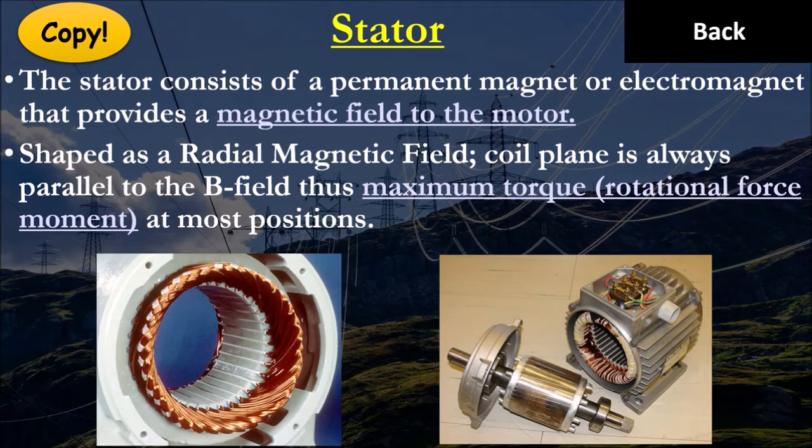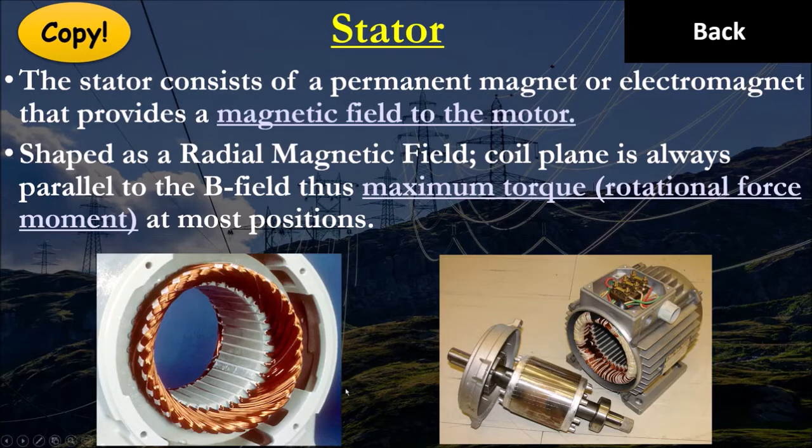The first part we're going to look at is the stator. In a standard DC motor, that's where you would place the permanent magnet or the electromagnet. So this is the place where you get the electromagnetic field of your motor.